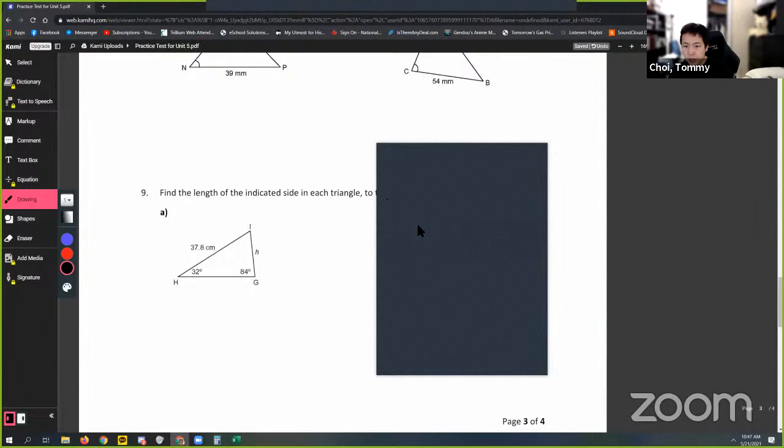You can't use SOHCAHTOA. You cannot use SOHCAHTOA here. There's no 90-degree angle. So that's crossed out. Cosine law doesn't work. We don't have two side lengths, right? Sine law, angle side pair. Done. Immediately, we can solve for that.